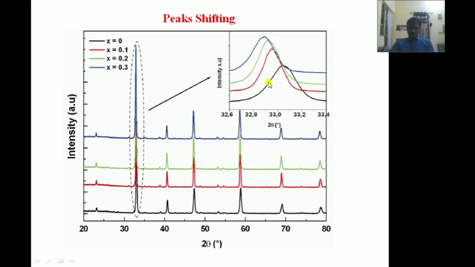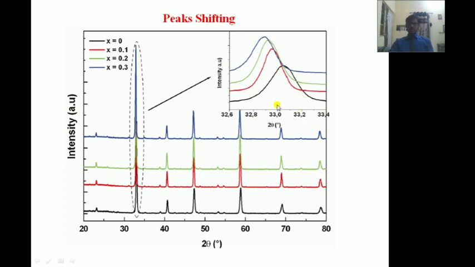This is for x equal to 0, the black color curve. This red color indicates x equal to 0.1, then 0.2, and this doping concentration is 0.3. This peak is at some particular angle, and this peak is shifted towards the lower theta position, and this peak is also shifted to the lower theta position, and this peak also shifted to the lower theta position. Friends, sometimes peaks are shifted to and fro from the natural peak, meaning sometimes it is shifted to the lower theta position, sometimes to the higher theta position.